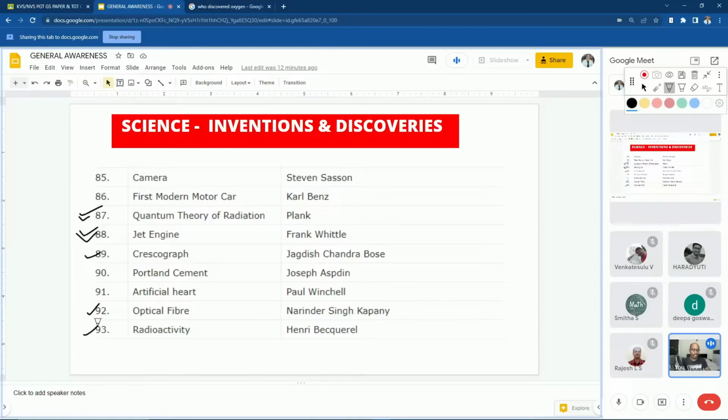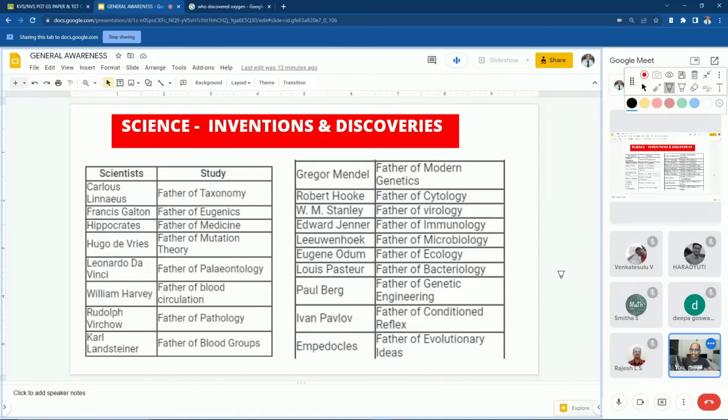Now, why am I getting confused? I'll go in a sequence so that it will be easy for me. Whoever are here, Venkatesh sir, read please. Yes, sir. Scientists and study.